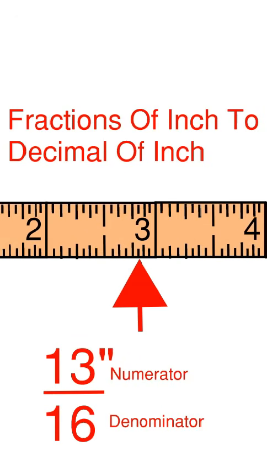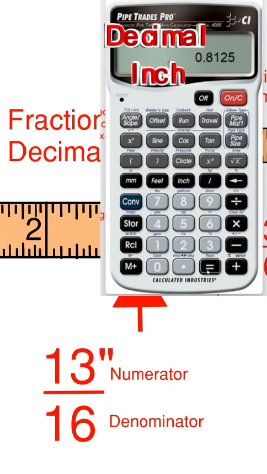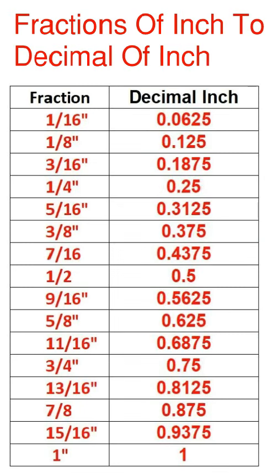If we look at the arrow now on the stick roll, we can see it reads 13/16. So 13 is your numerator, 16 is your denominator. Divide those and you'll get 0.8125 decimal inch. So in this chart, all these decimals of an inch were created by taking the numerator, dividing by the denominator.